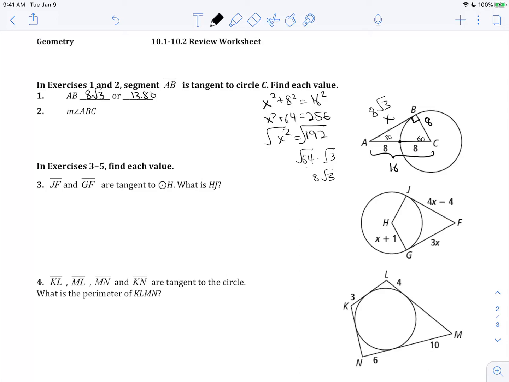What is the measure of angle ABC? Well, we knew that from the beginning. That was going to be 90 degrees. All right.